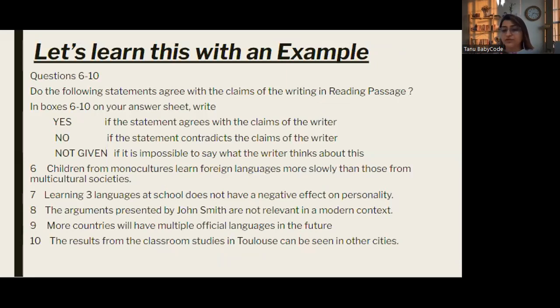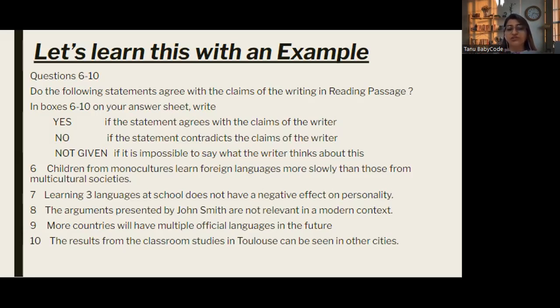Now let's learn this with an example. Let's look at some of the questions. Do the following statements agree with the claims of the writer in this reading passage? Now you have five questions here. Yes, if the statement agrees with the claims of the writer. No, if the statement contradicts the claims of the writer. And not given means it is impossible to say what the writer thinks about this. So here are questions 6, 7, 8, 9, 10, five questions on my screen.